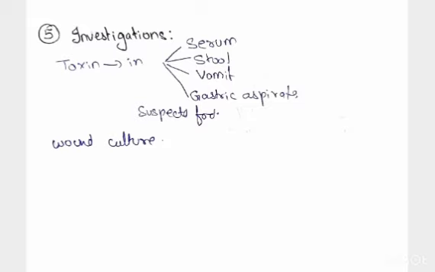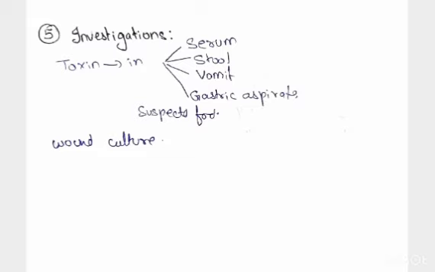Now you are thinking it, so you have to confirm it for giving the appropriate treatment. What you'll go for is an investigation. A toxin is there. You have to find out or identify the toxin. The toxin is a preformed toxin, I said. So it is seen in the food particles, so suspected food.